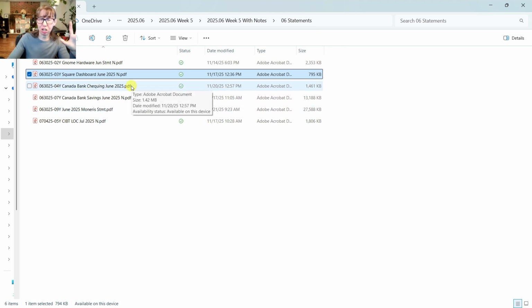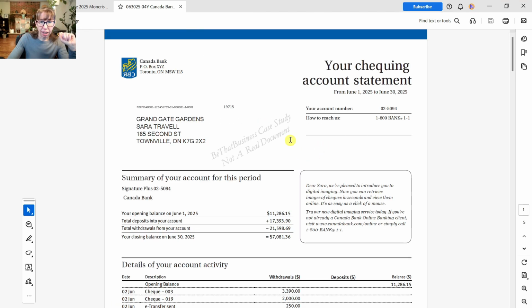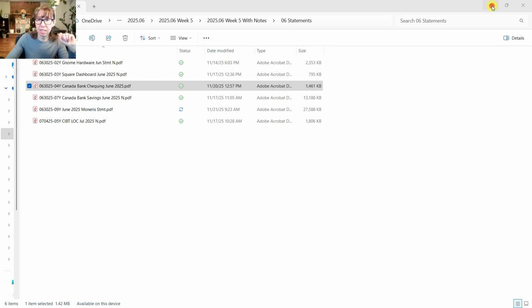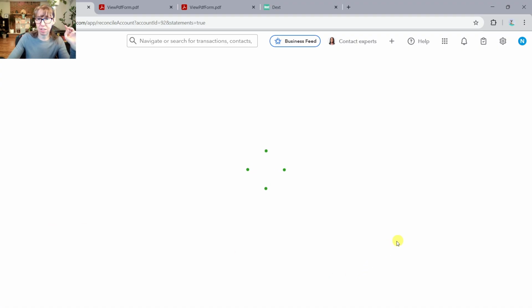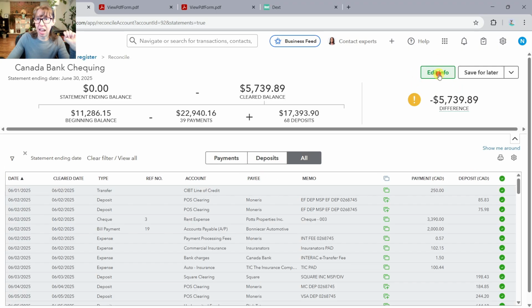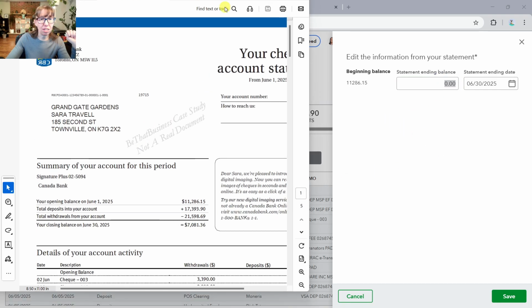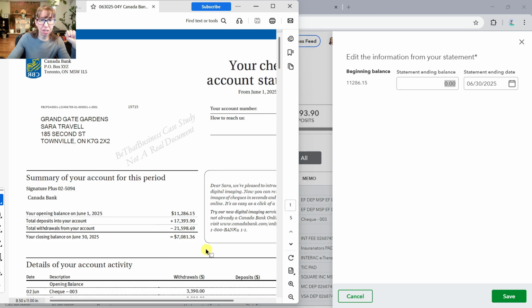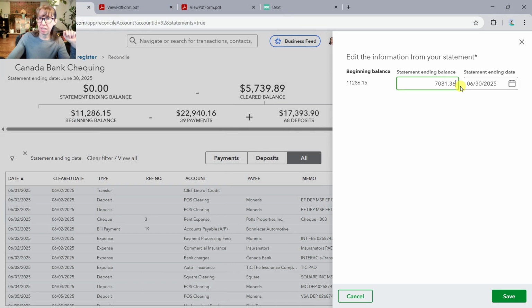But first of all, let's make sure that our bank reconciles. So the first one here is the Canada Bank Chequing, and we have all of the information we need to reconcile. So let's come on over. We did crack it open without the statement, just when we were trying to solve our lonely singles. So we can actually go up to this edit info, and we can change that ending balance to the ending balance on the statement here. So it's $7,081.36, and that is June. So I'm going to go ahead and save.